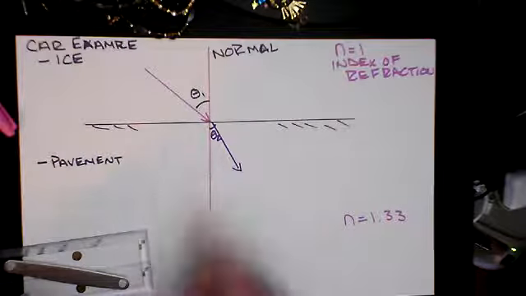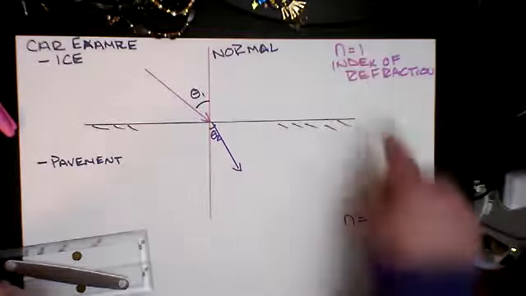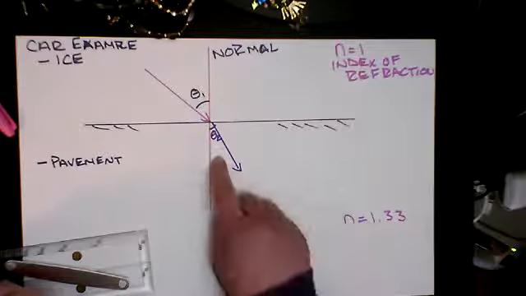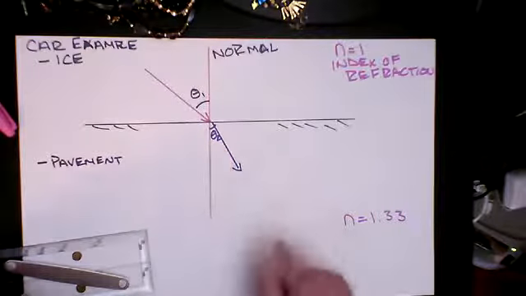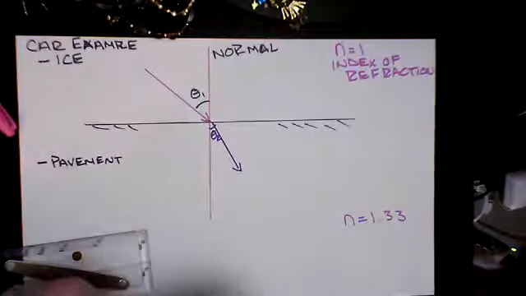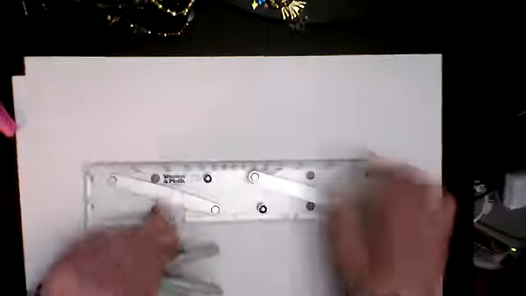Cool. So we have this relationship between our index of refraction and the amount the light is going to bend away or towards the normal. So I can do this in reverse. Let me draw. Do this quickly.